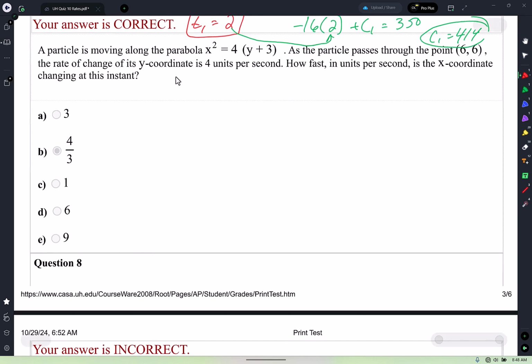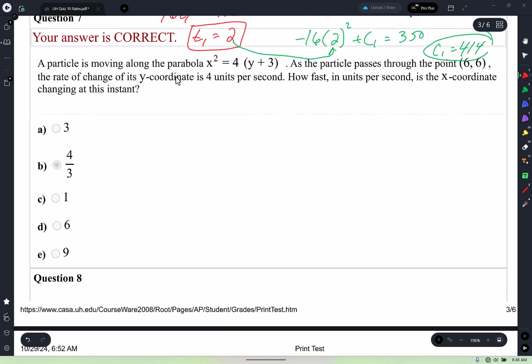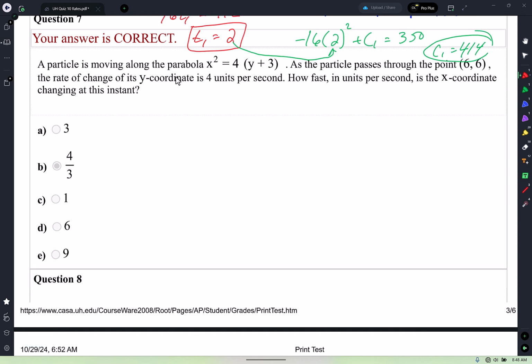Okay. A particle is moving along the parabola x squared equals 4 times y plus 3. As the particle passes through the point 6,6, the rate of change of its y coordinate is 4 units per second. So underline that. That is dy/dt, 4 units per second. How fast in units per second is the x coordinate changing at this instant? They're making it nice. Just go x squared equals 4y plus 12. You don't have to do that, but I think it makes life easier.